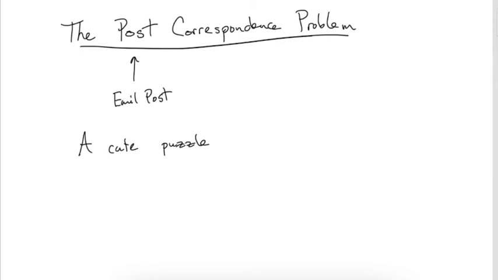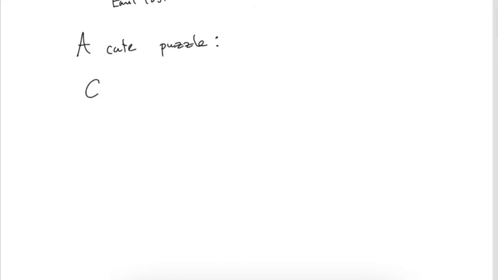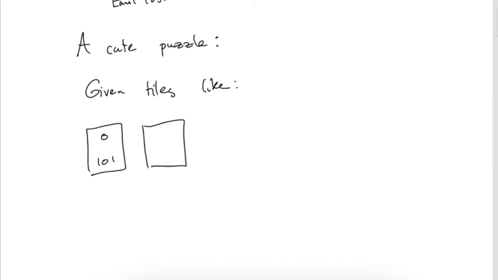And here it is. You're given some blocks. I'll call them tiles, like this. And they have things written on them. I'm going to do just a specific example. They have strings written across the top and also across the bottom. This is how the Post Correspondence Problem works.